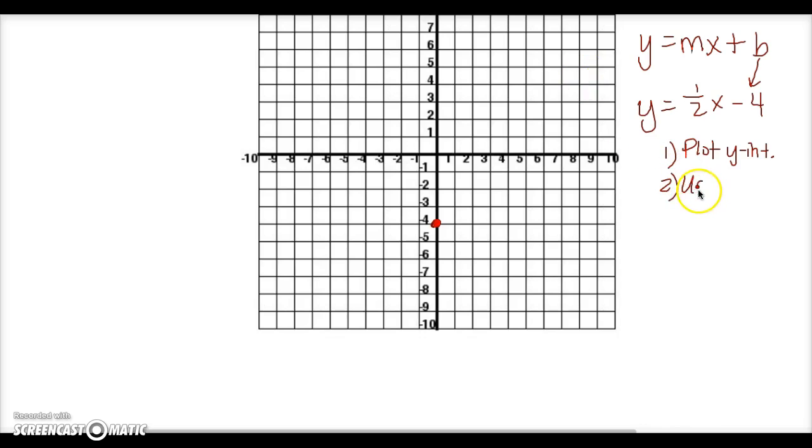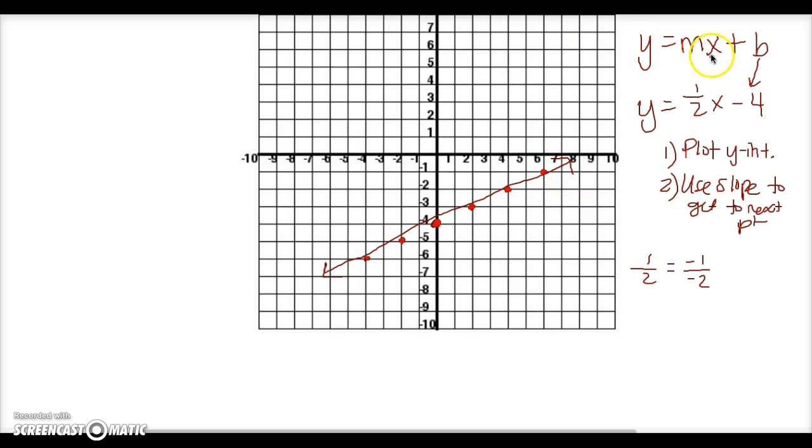Then, second, you're going to use your slope to get to the next point. Since my slope is 1/2, remember we do rise over run. So I'm going to rise 1 and I'm going to run 2. Rise 1, run 2, and you can do that as many times as you need to. I could also look at that as -1 over -2, because two negatives make a positive. So I could actually come down 1 and left 2. Down 1 and left 2. So here would be the line for that equation.